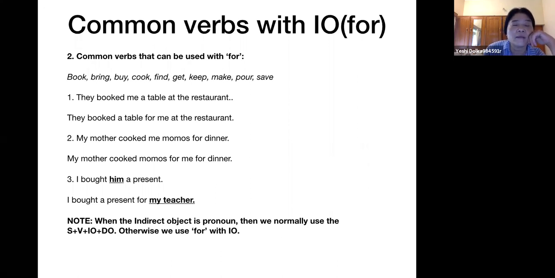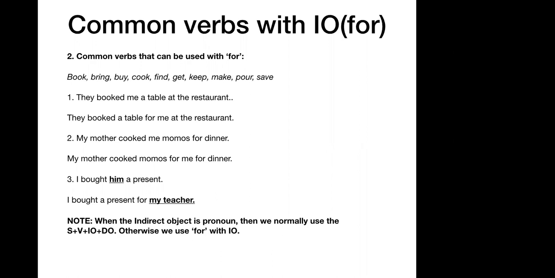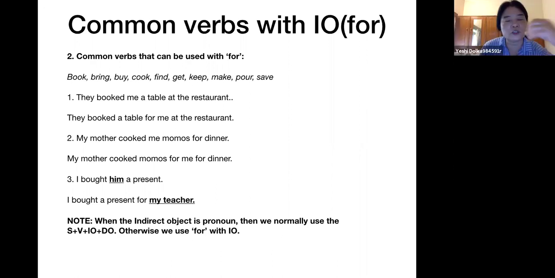All right. I bought him a present. Okay, I bought him a present. This is an indirect object. But when you write it with a preposition, you say, I bought a present for him, or I bought a present for my teacher. Okay, so these verbs, book, bring, buy, cook, find, get, keep, make, pour, save, when you want to write it with a preposition, you have to use for.